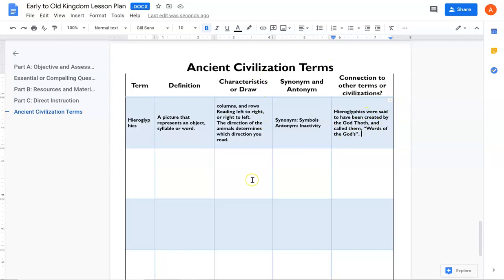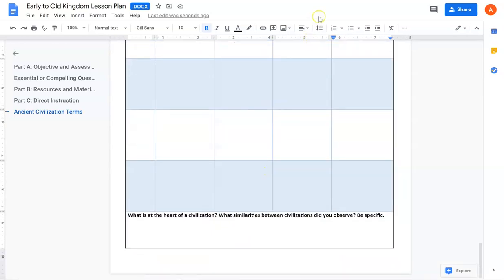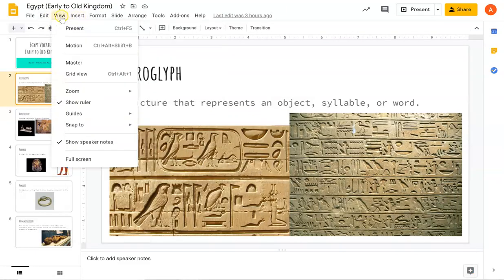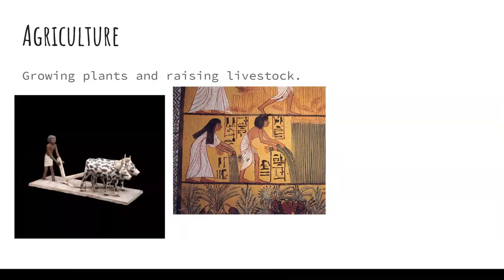Okay, so while I go through, go ahead and fill out your graphic organizer, and then the questions will be answered at the very end. So we have our hieroglyphics here that we discussed. Next, we have agriculture. Now with agriculture, we start to see this around 3150 BCE. And during this time, the pharaoh made those in the town work the fields.